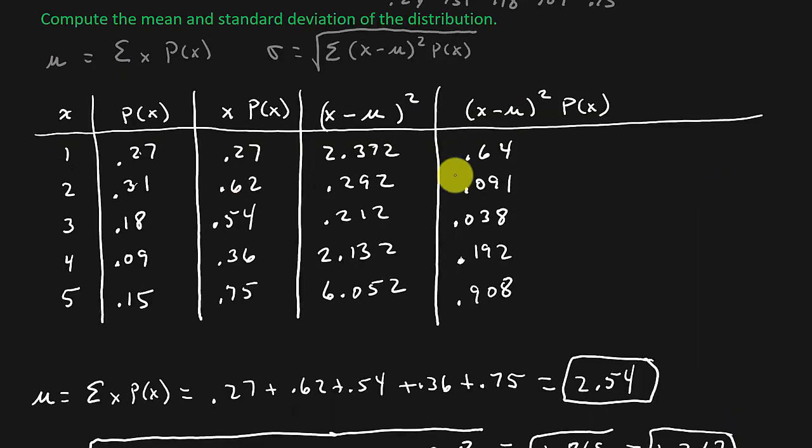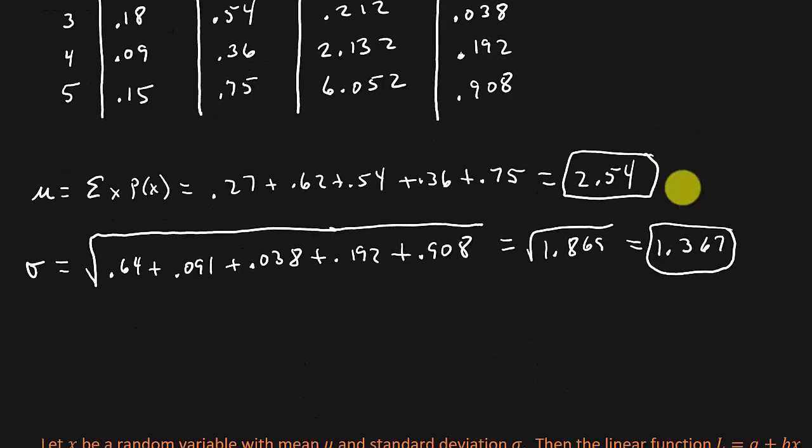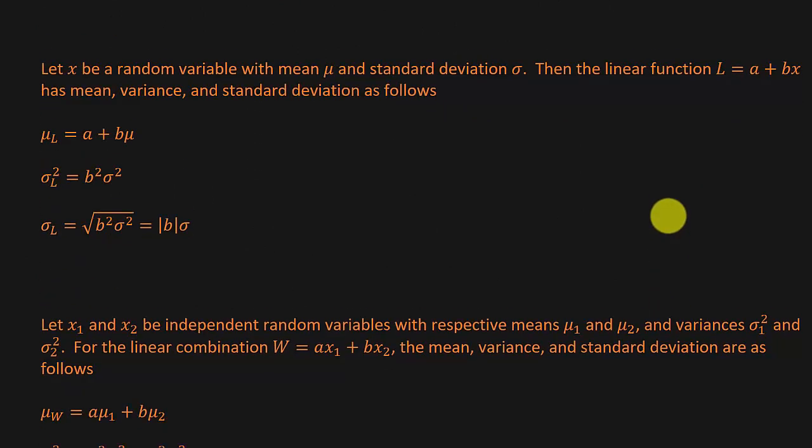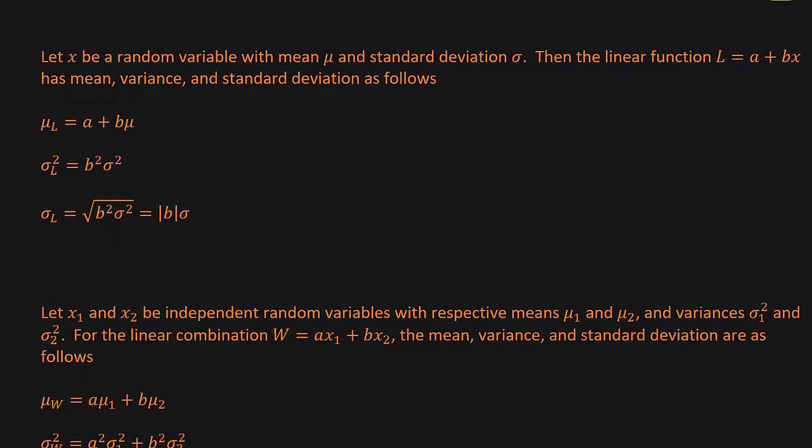All right. So let's look at this. It says, let x be a random variable with mean mu and standard deviation sigma. Then the linear function L equals a plus b times x has mean, variance, and standard deviation as follows. All right, so they're giving us a linear function. So how do we find the mean and standard deviation and the variance?